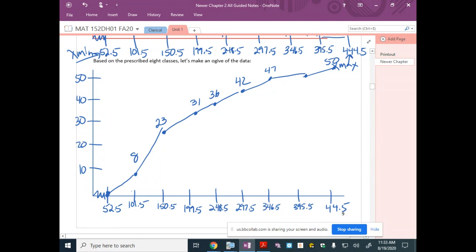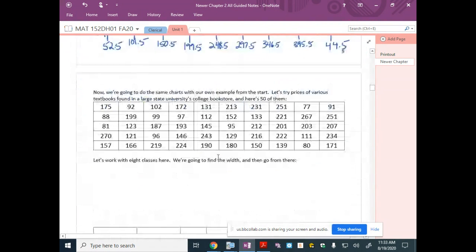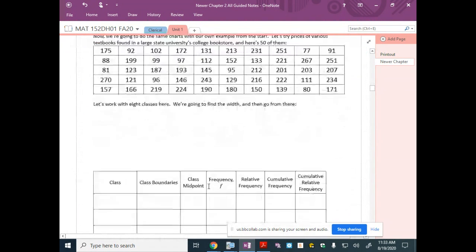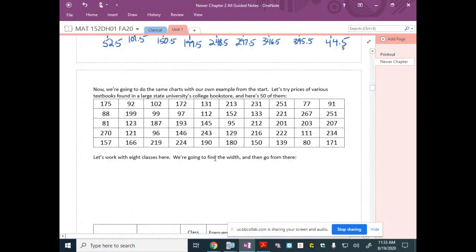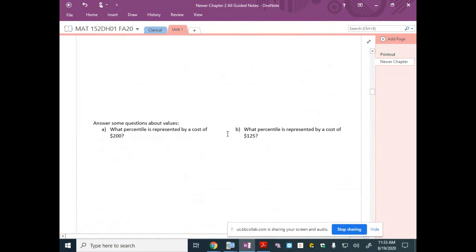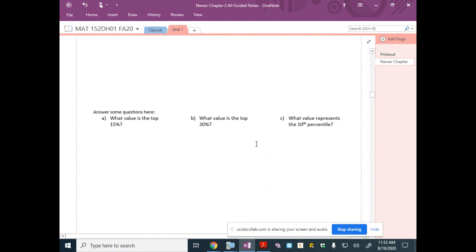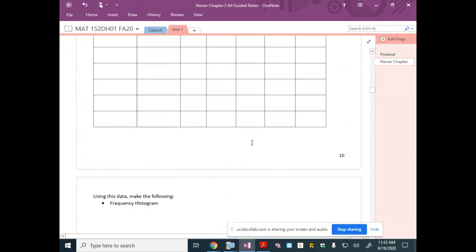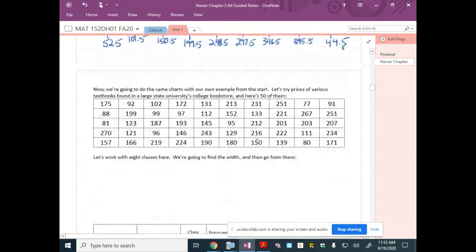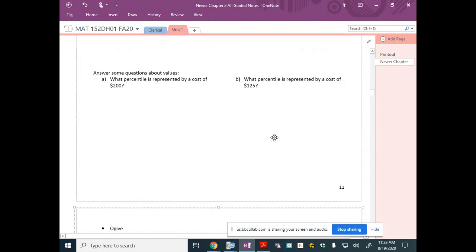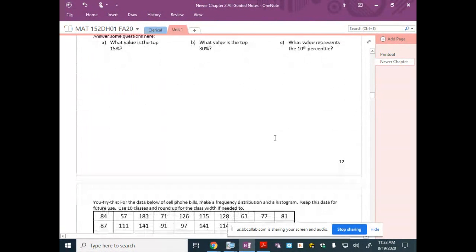All right, so moving along, we got another one. With 50 pieces of data, we're going to go ahead and figure out some of this. So you'll enter that into your calculator and go from there. And the questions at the bottom of page 12, we're just going to skip that.